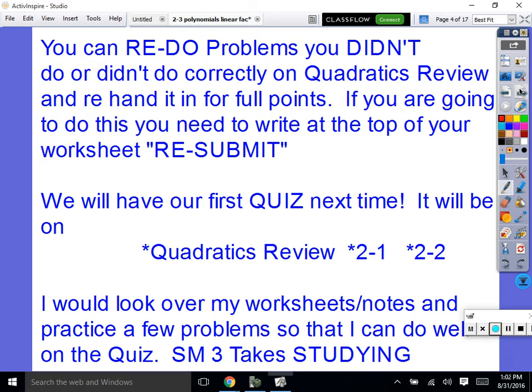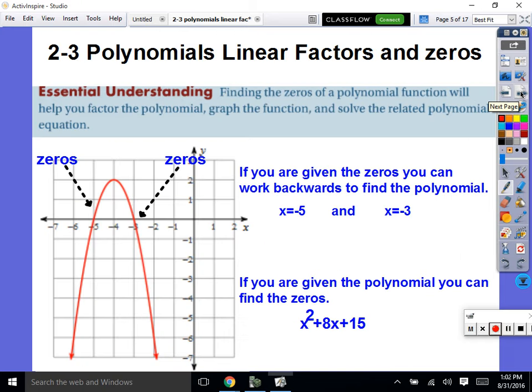Let's get to what we're doing today. So today, make sure you pay close attention and ask questions, okay? Because there's a lot to today, but it's not super hard, but I'm going to try to make it make complete sense to you. So it's just building on what we already know, which is really good. So 2-3 is called polynomials, linear factors and zeros.